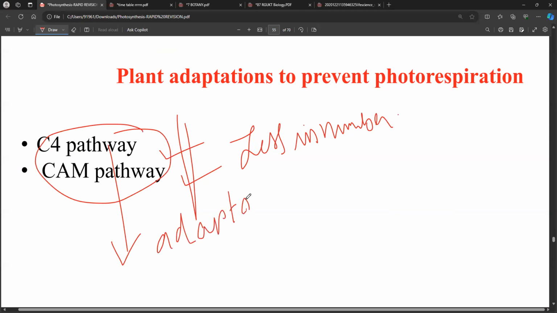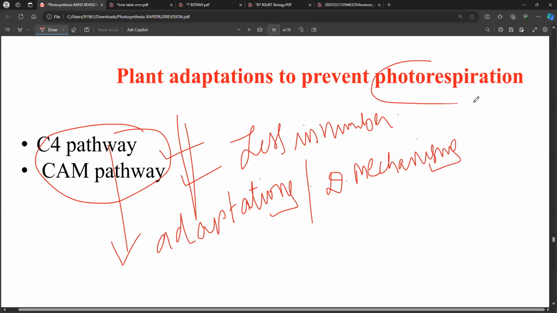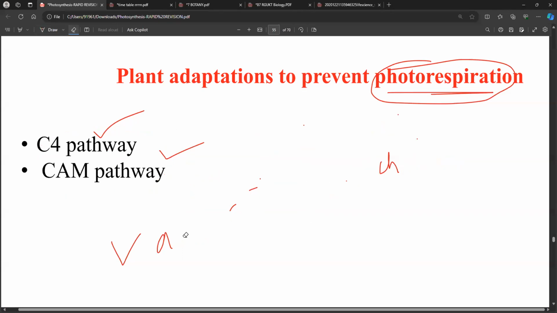What is the meaning of an adaptation? They have habituated, I can say. Instead of using the word habituation, I can say that they developed certain mechanisms. They can easily escape photorespiration. I don't use the word escape. Escaping is a wrong statement. They actually prevent photorespiration. Escaping would mean the C4 pathway also shows photorespiration, but that can be escaped. That is wrong. They directly prevent it. Let's see how.